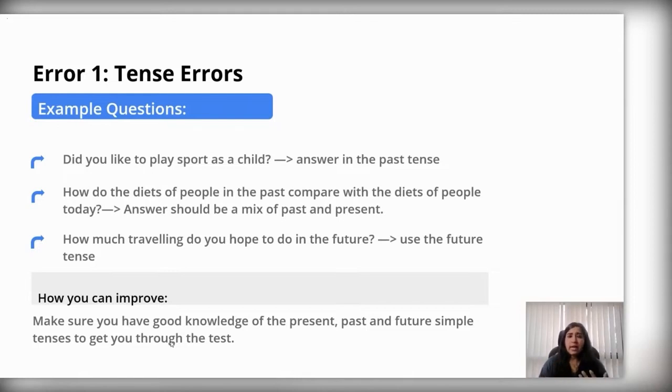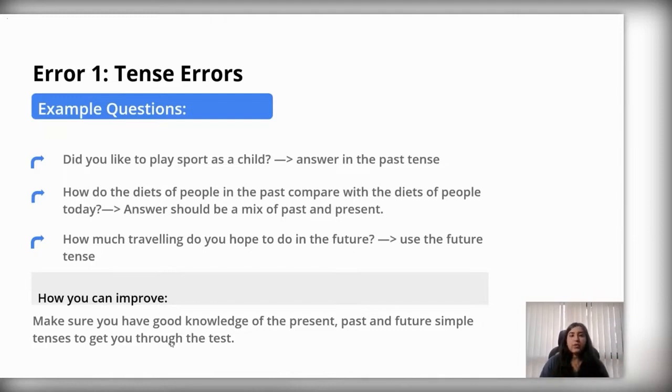So let's look at these example questions first. Okay? One of the questions that could be asked, okay, this might be a part 3 kind of question, or it could be in part 1, right? You could be asked, did you like to play sport as a child? All right. So this question relates to the past. So you need to answer in the past tense.